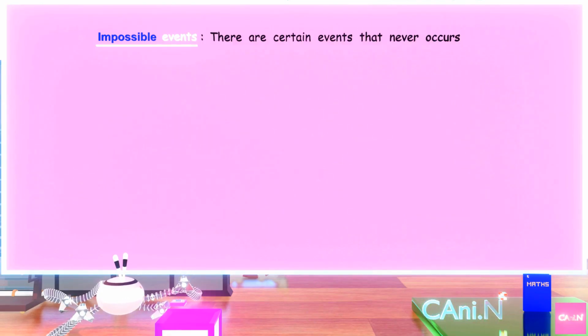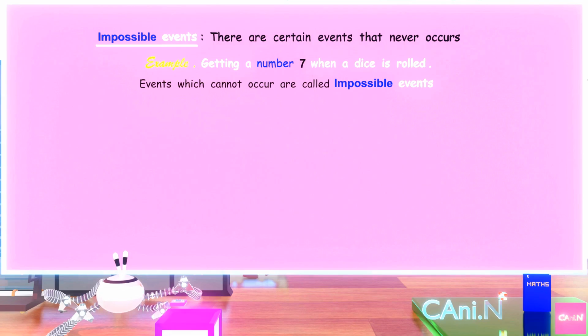Impossible events. There are certain events that never occur. Example, getting a number 7 when a dice is rolled. Events which cannot occur are called impossible events. Now, probability of an impossible event is always 0.